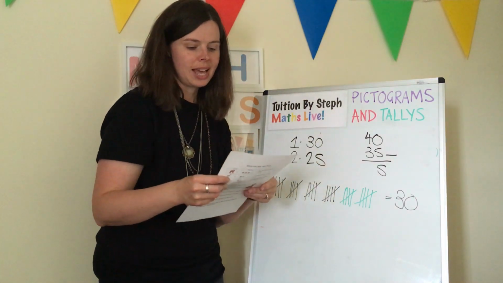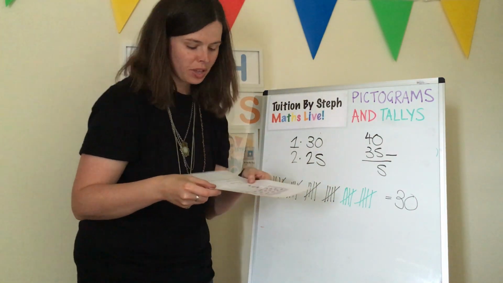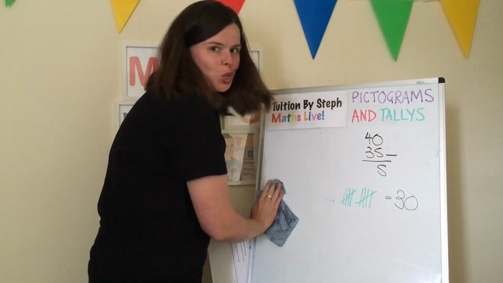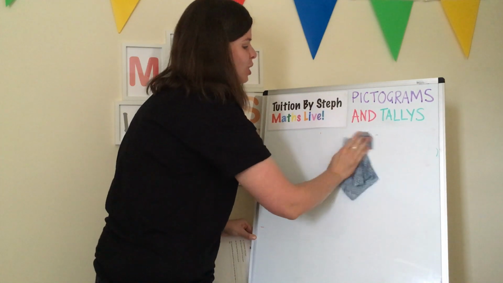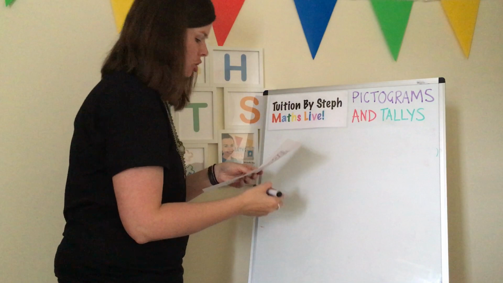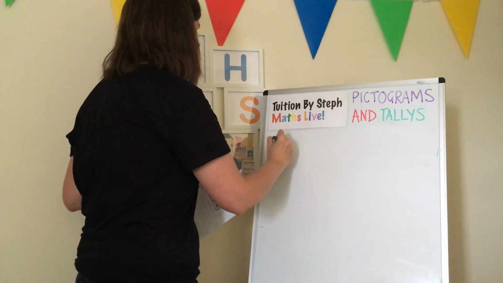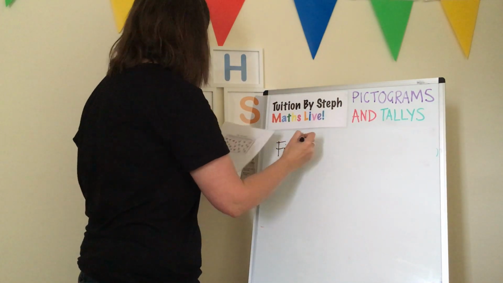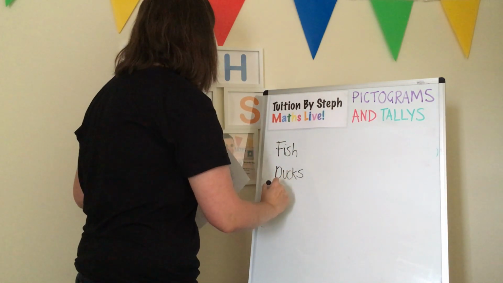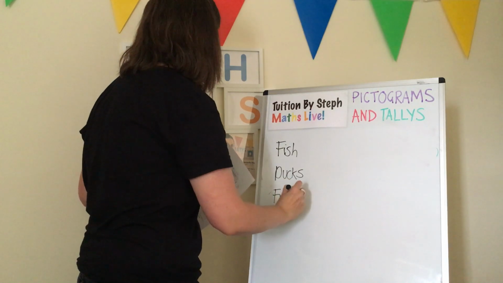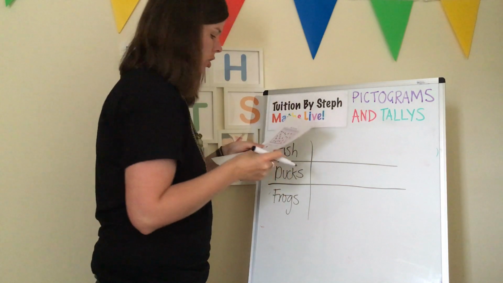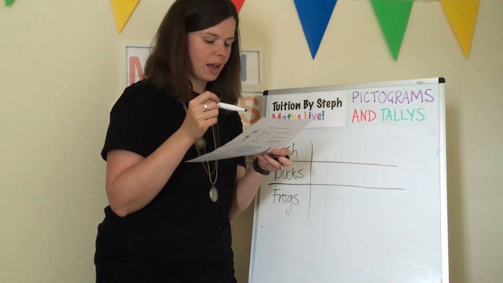And the last question, tally pond animals. So for the first part, you are asked to be the pond watchers and look at the picture and spot all the pond animals. So you are asked to find the tallies for the fish, for the ducks, and the frogs. So you have to count across and find out how many are. So let's have a look.